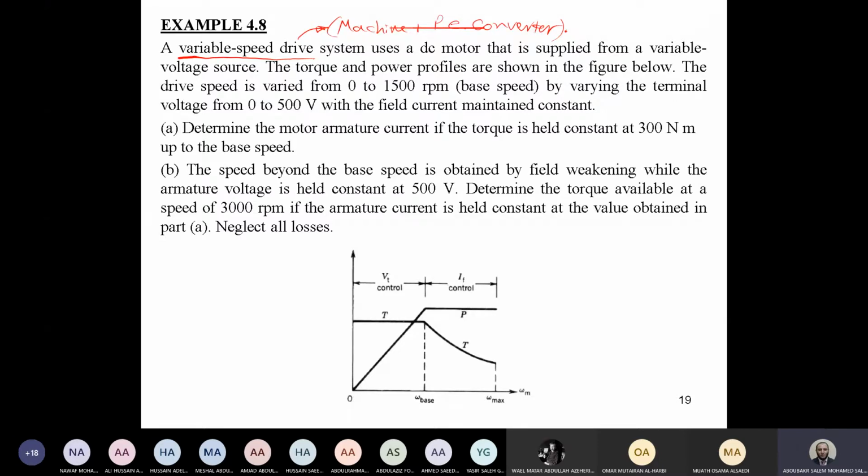Right. So we have here a variable speed drive system that uses a DC motor supplied from a variable voltage source. So the aim of the power electronic converter here is to achieve a variable voltage source. The torque and power profiles are shown in the figure below. So this is now the torque and power profile. So we should respect the base speed. If the speed is lower than base speed, we should keep the torque constant. And if the speed is higher than base speed, we should keep the power at a constant value.